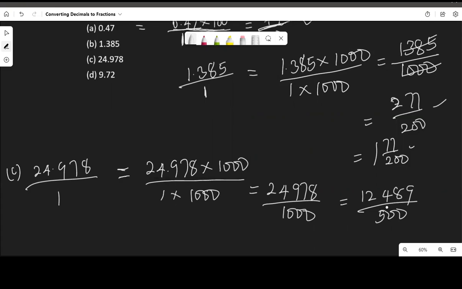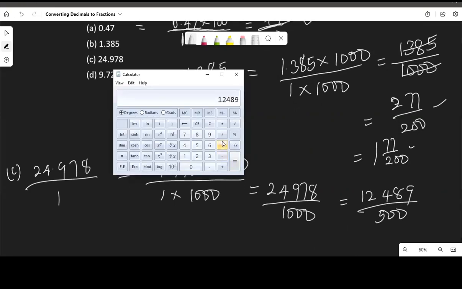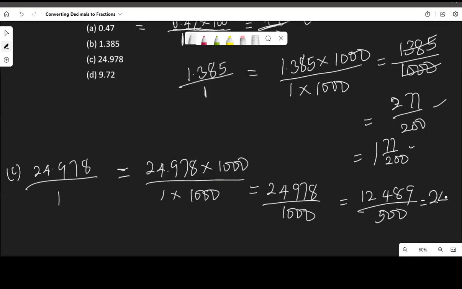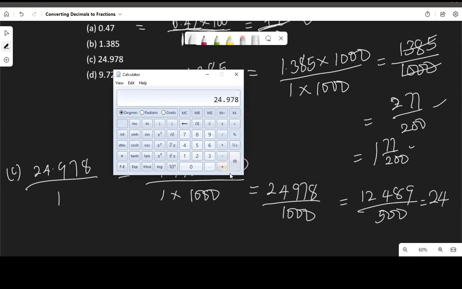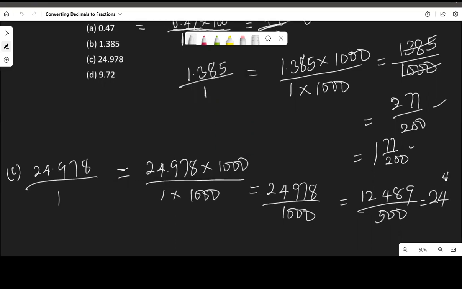On the other hand, we can express it as a mixed number. So as a mixed number, let's assume we want to express that. This divided by 500, we have 24 times. So that is 24 whole number. Now, 24 times 500 is 12,000. Okay, so 24 whole number, 489 over 500, if you wish to express it in terms of a mixed number.